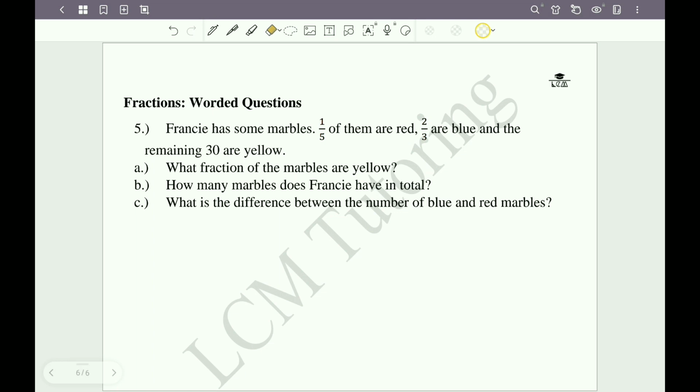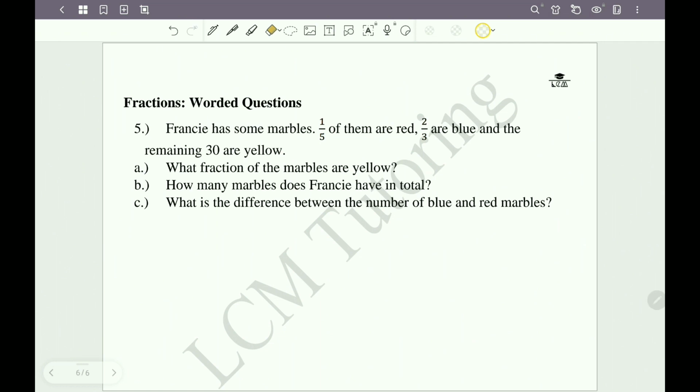Okay, so question 5 says, Francie has some marbles. 1/5 of them are red, 2/3 are blue, and the remaining 30 are yellow. A, what fraction of the marbles are yellow? B, how many marbles does Francie have in total? And C, what is the difference between the number of blue and red marbles?